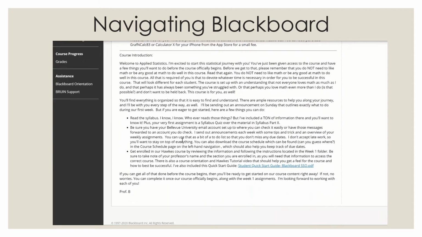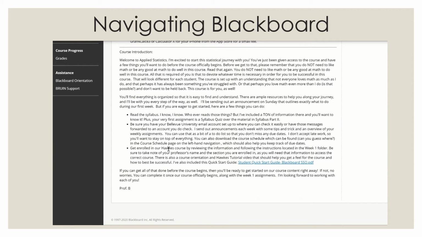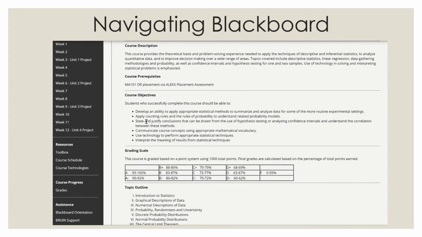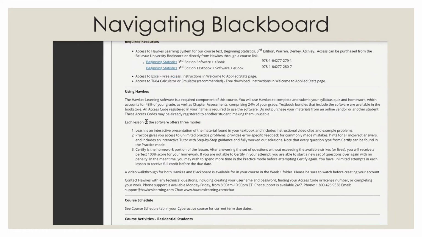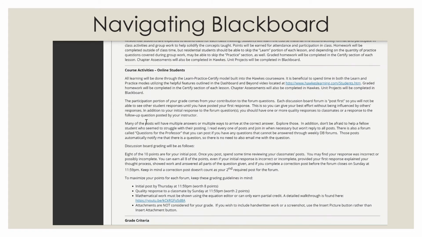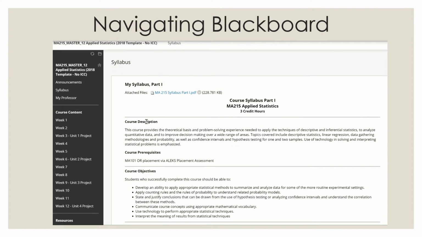At the bottom of this initial announcement, there are a few things that you can do before the course begins. So the first is, of course, to read the syllabus. You can get to the syllabus right up here underneath the Announcements tab, and if you click on it, it will take you to the Syllabus Part 1, Syllabus Part 2, and Syllabus Part 3. Part 2 is where you will find all of the information for your syllabus quiz, which is one of your initial assignments in this course. So be sure to read over that. I'm not going to go through that with you in this video.